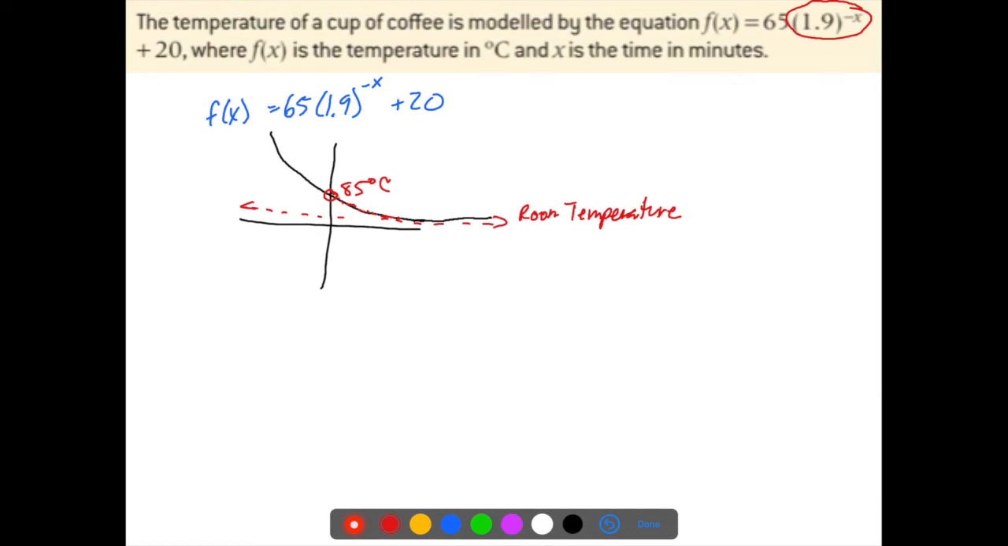And we recognize that the horizontal asymptote is that number that's being added on at the end, just like all of the others. So what is room temperature? Room temperature is 20 degrees Celsius.